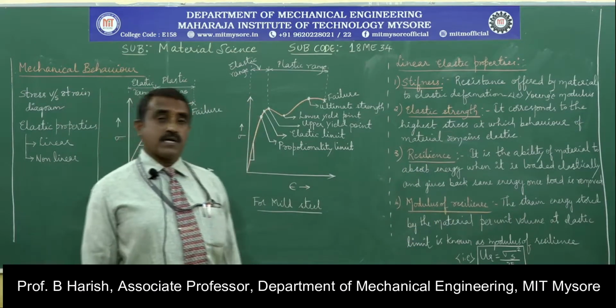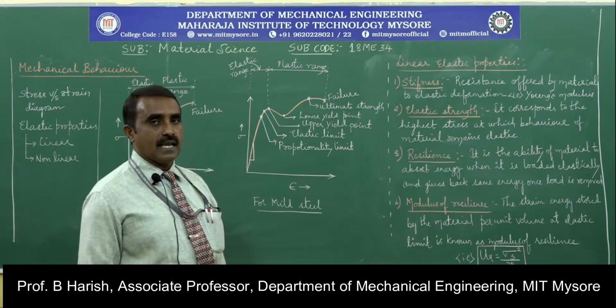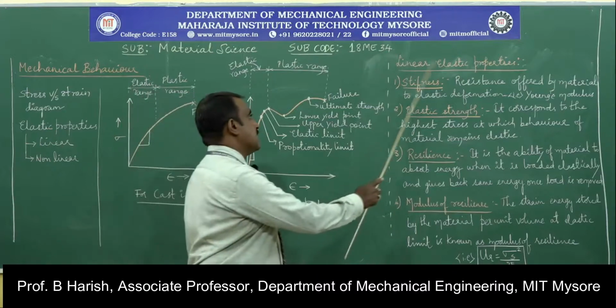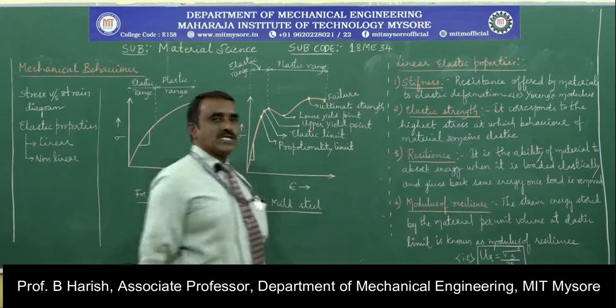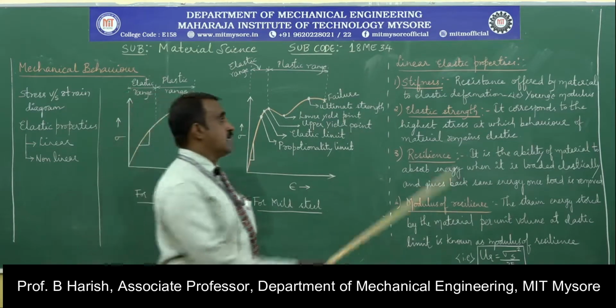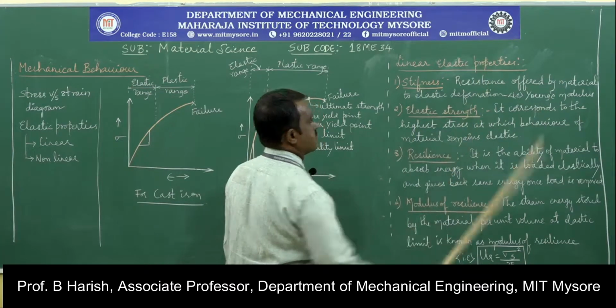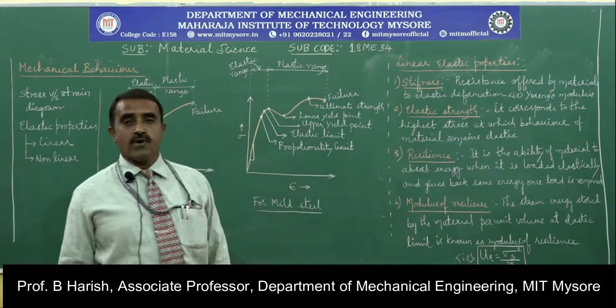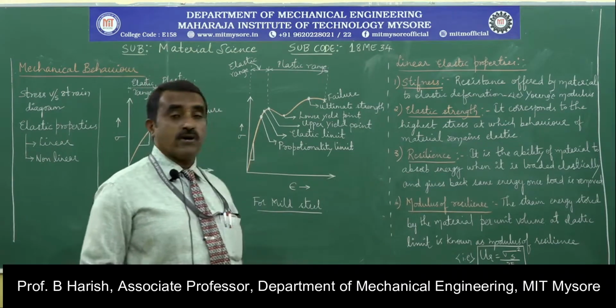So there are four properties we can study in the linear elastic region itself. That's what's called linear elastic properties. The first one is stiffness. What is the definition of stiffness? It is the resistance offered by a material to elastic deformation.